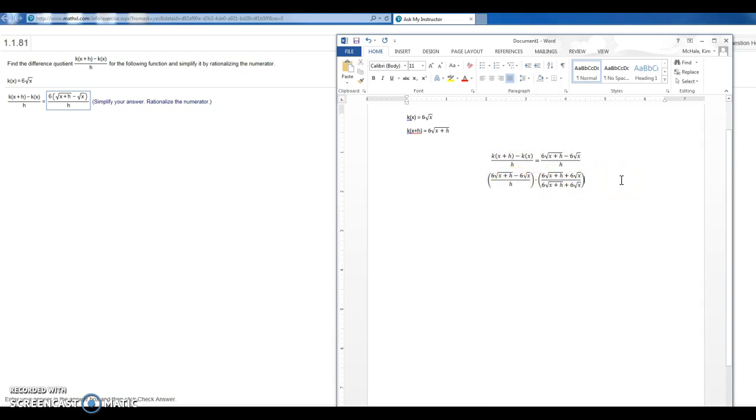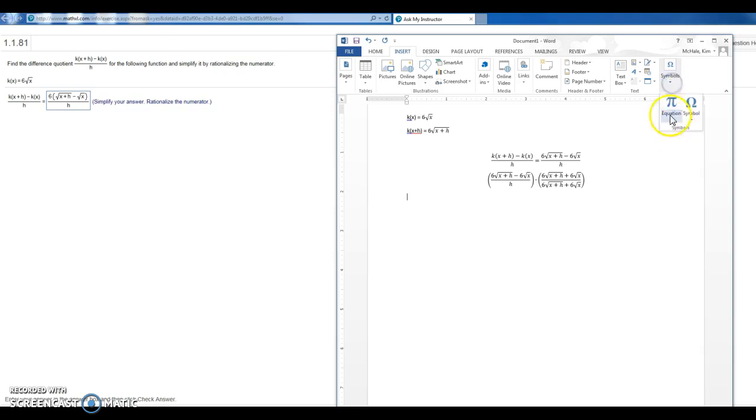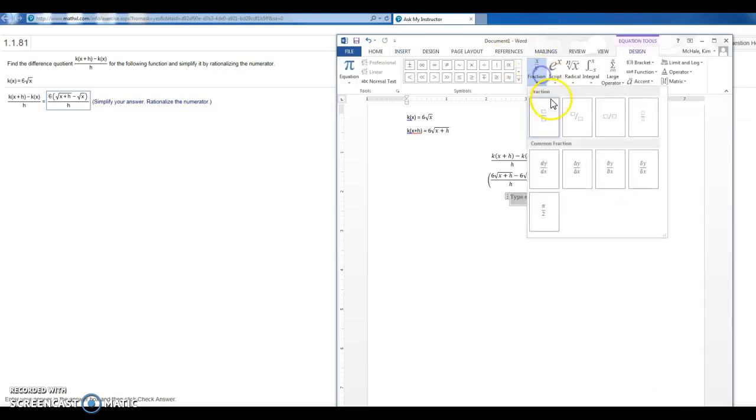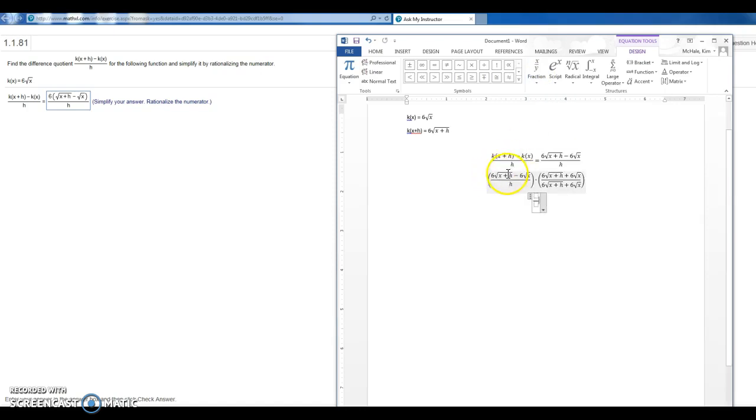So to simplify the numerator, let's see what I'm going to get. I'm going to get 6 square root of x plus h times 6 square root of x plus h. So the 6 times 6 I know is 36. And then when I multiply a square root of something by itself, that just gives me that thing. Like the square root of 3 times the square root of 3 is 3. So I get 36 times x plus h.